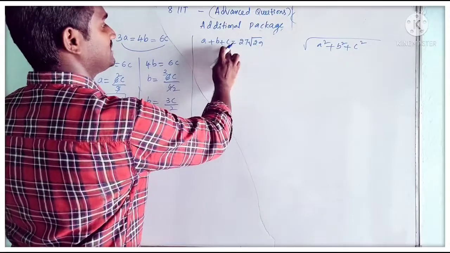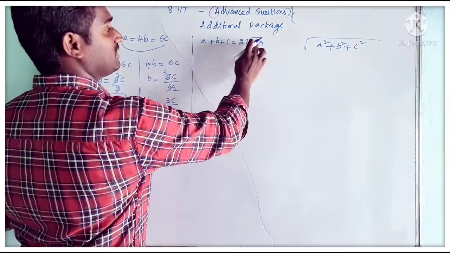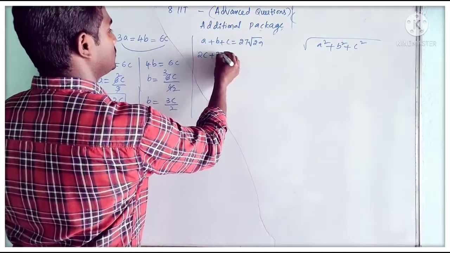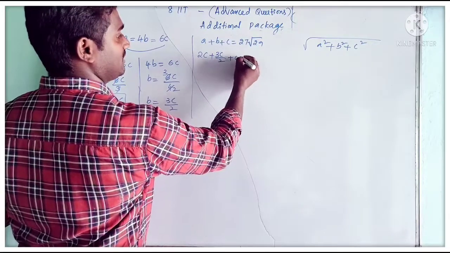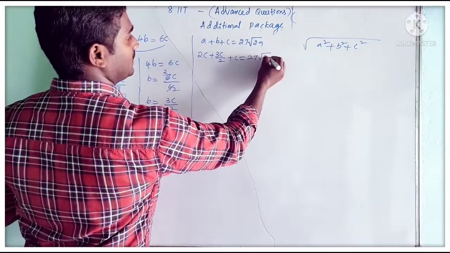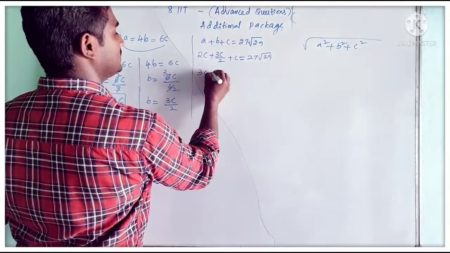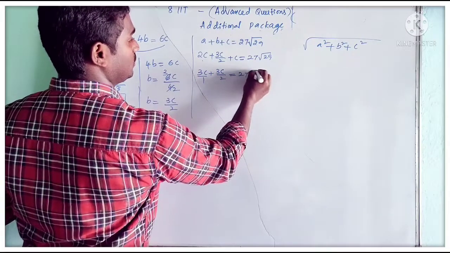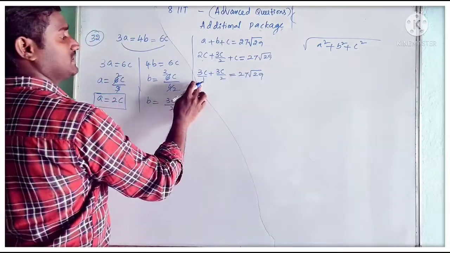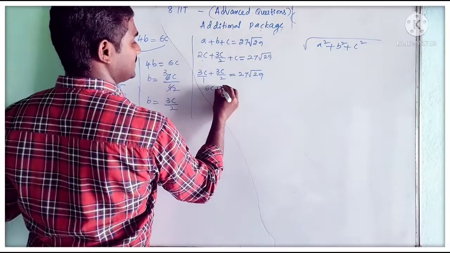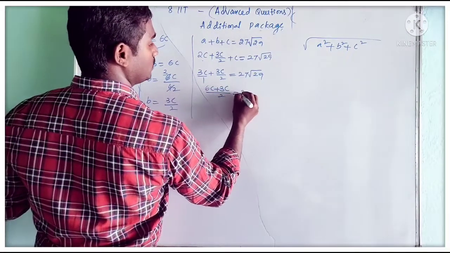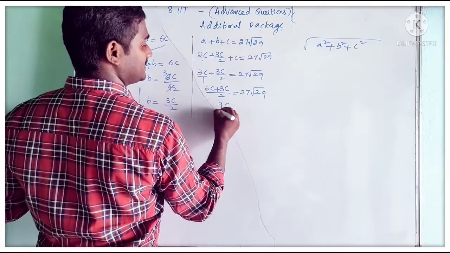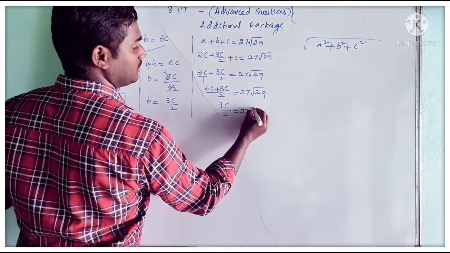So a plus b plus c equal to 27 root 29. A value is 2c, plus b value is 3c by 2, plus c value alone is c only. So 2c plus c is 3c, 3c plus c by 2, equal to 27 root 29. Multiplying by 2, 6c plus 3c by 2 equal to 27 root 29. So now 6c plus 3c, 9c by 2 equal to 27 root 29.